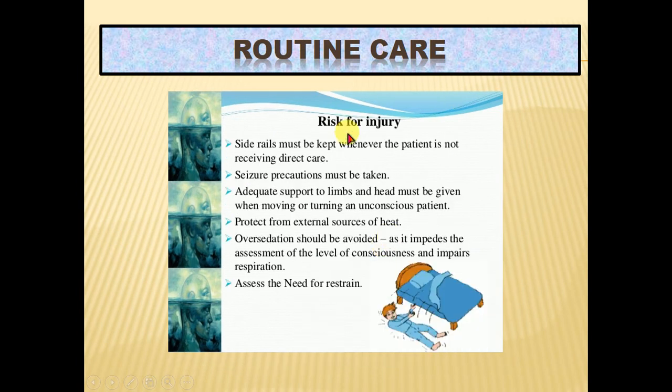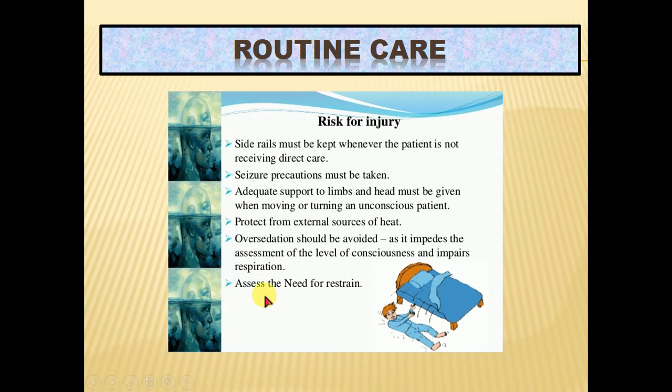Then there is risk for injury, because the patient may be irritable. So, side rails have to be kept up whenever the patient is not receiving direct care. Seizure precautions must be taken. Adequate support to the limbs and head must be there when you are moving or turning the unconscious patient. Protect from external sources of injury. So, all these things we have to be very clear about. Oversedation has to be avoided, because then it is difficult to assess the level of consciousness, and as I have already told you, this affects the respiration also.